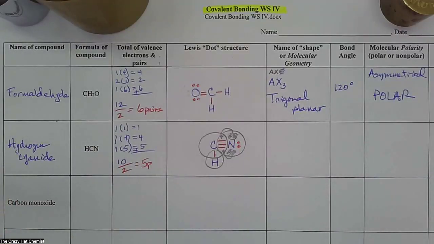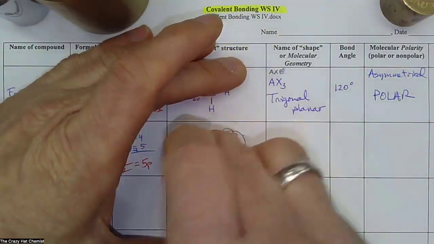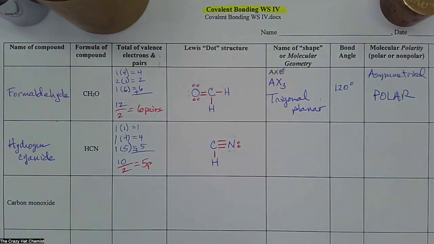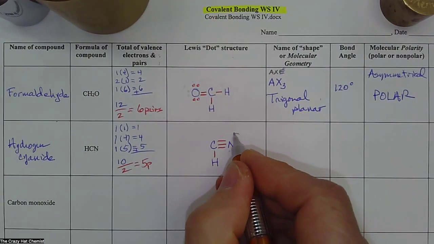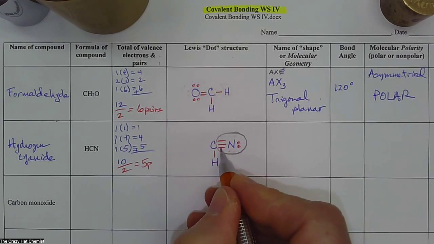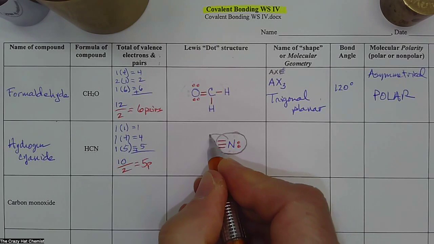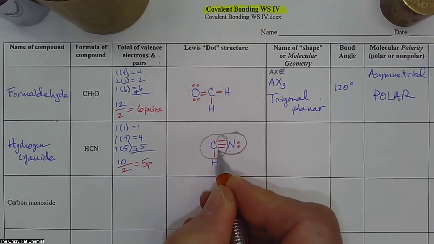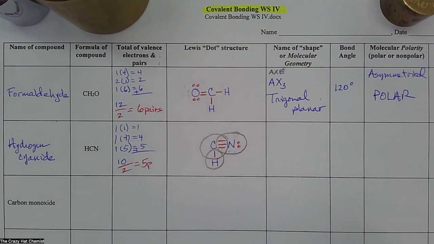So what I'm going to do is now erase all the pencil marks that you see before you. And then we're going to redo those pencil marks so that you can really see them clearly. Around this nitrogen, 2, 4, 6, 8 electrons. Around this carbon, 2, 4, 6, 8 electrons. Around this hydrogen, 2. That's the duet rule. That is perfect for hydrogen cyanide.